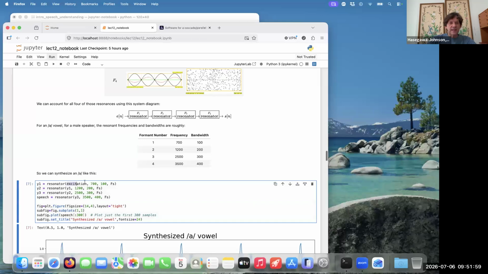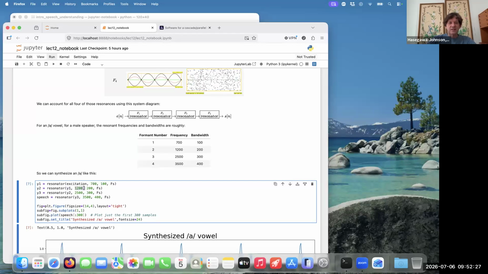And so what I'll do is I'll take the excitation and pass it through a resonator with a frequency of 700 and a bandwidth of 100. And here's the output, Y1. This is this arrow in this chart. The output from the first resonator to the second resonator goes through this arrow, this wire. And here it is, that Y1 is now the input to the second resonator, right? Y1 is the output of the first resonator. It's the input to the second resonator.